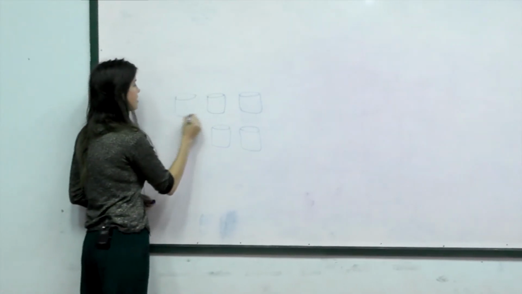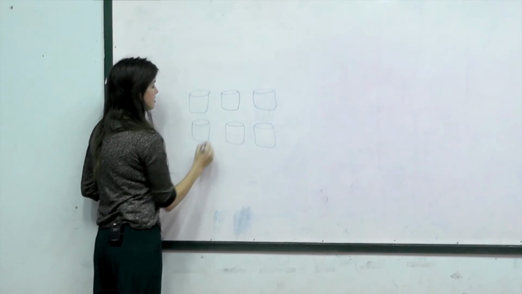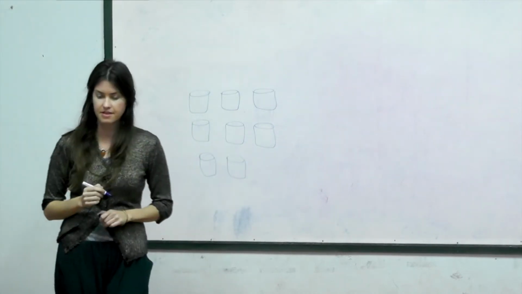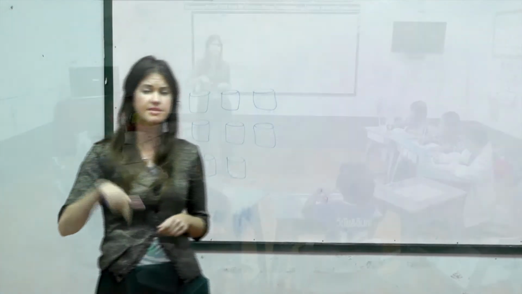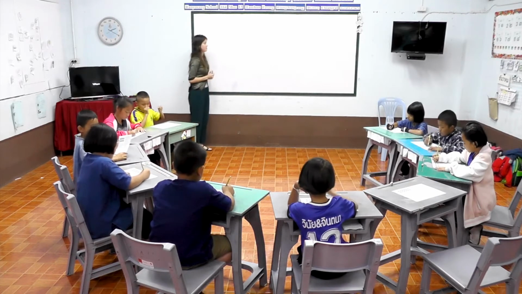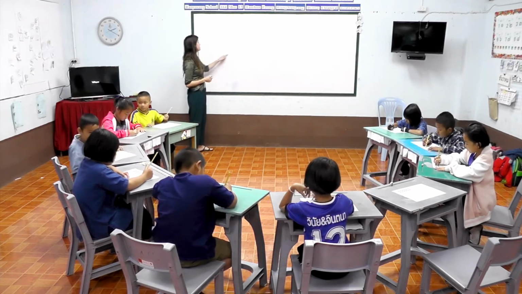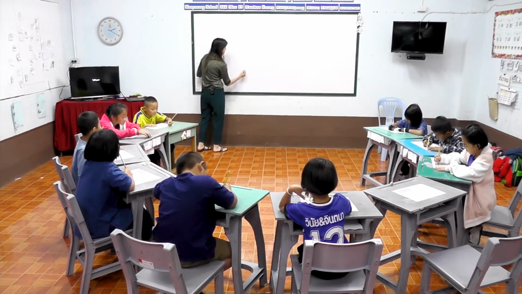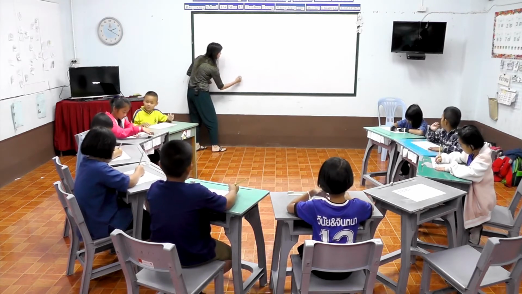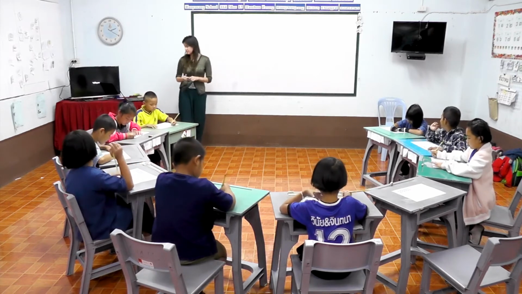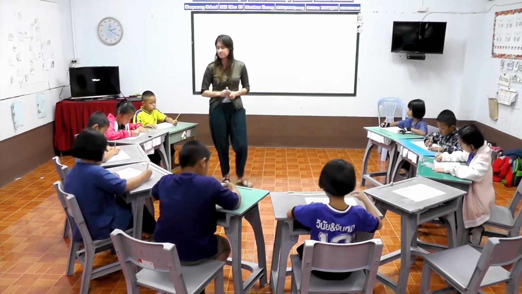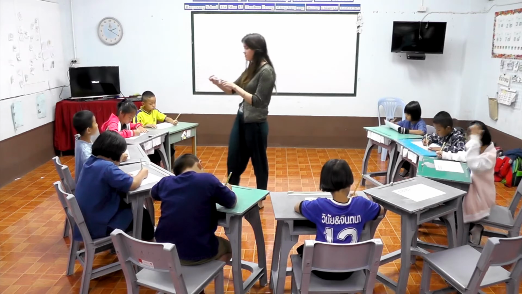And how many groups do we need to make on those cups? 6. Okay, so on your paper, you're going to make groups of... What does it say on your paper? Make groups of... 2. Okay. So you're going to circle groups of 2 on those cups. If you're finished, you can keep working on the next one. Okay, Pang Pang, can you circle groups of 2 for us?